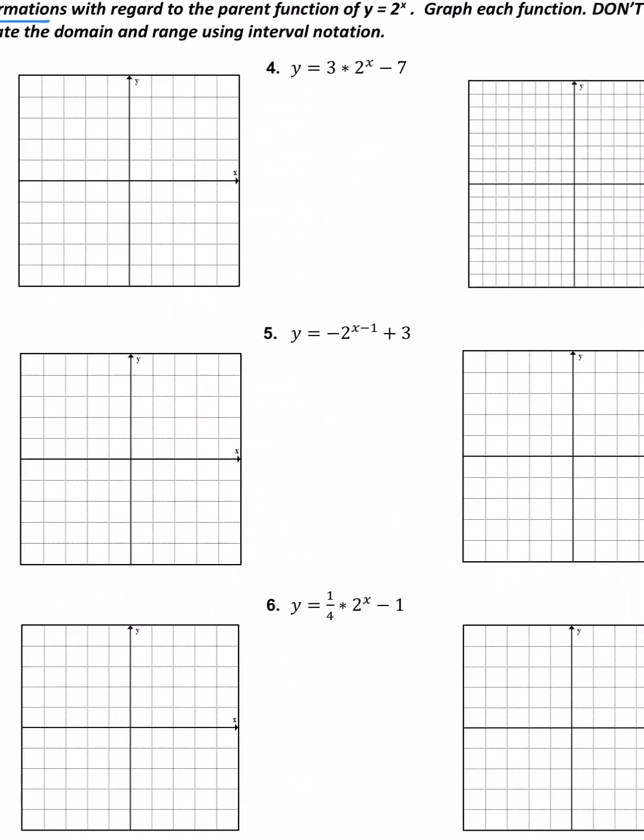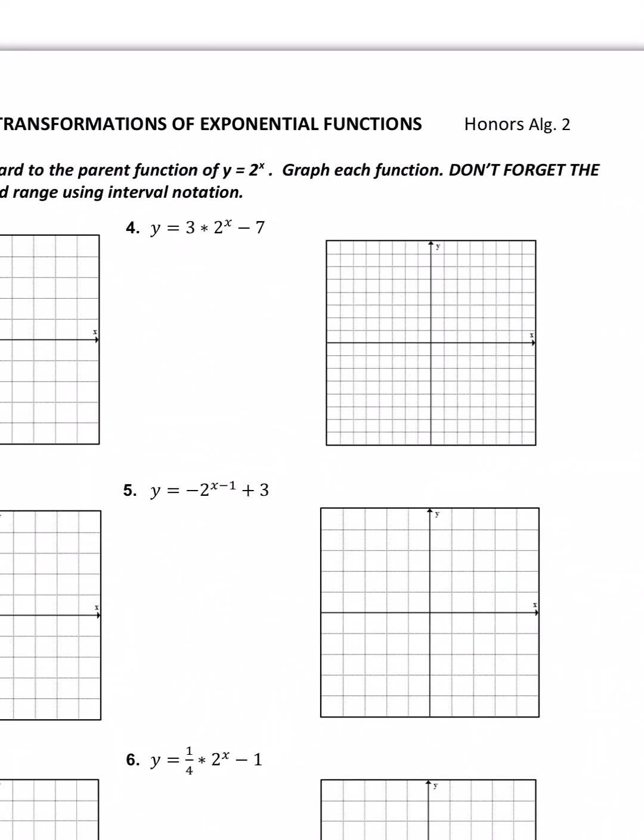Let's jump over to number 4. Now, the 2 to the x is here, so this is like it's being multiplied on the outside. So that is a vertical stretch by 3, and that minus 7 means it's going down 7.